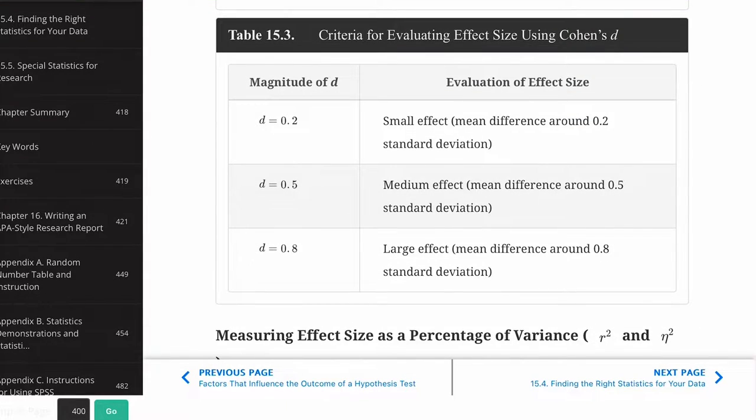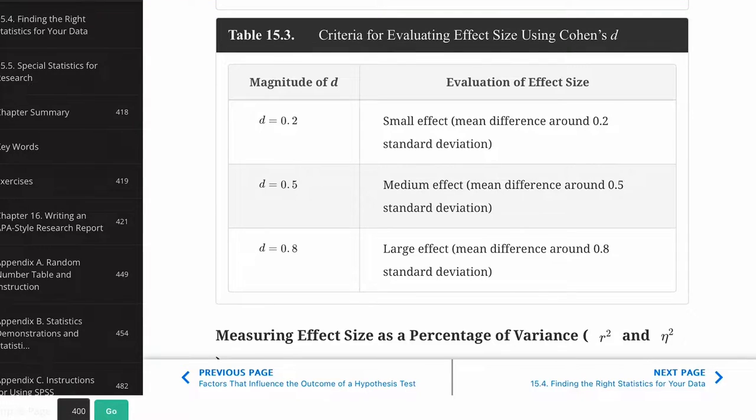Table 15.3 here shows you the criteria for evaluating an effect size. So if you get 0.2, then that's a small effect. If you get 0.5, that's a medium effect. If you get 0.8, that's a large effect. So that kind of gives you an idea of when to say this is a small effect size or a large effect size.